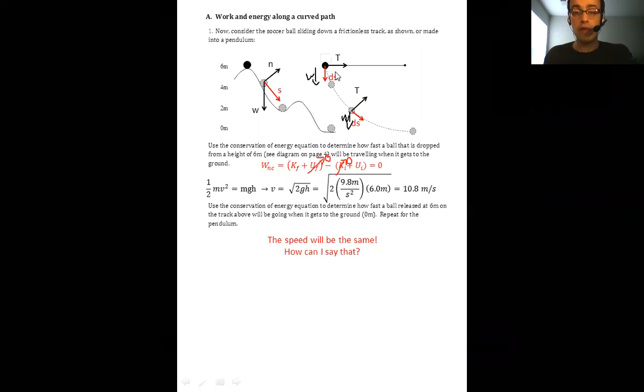That has to do with the fact that the tension vector is perpendicular to the very, very small displacement vector, the ds vector, at each individual point. So that's fairly obvious here. You have ds perpendicular to T. But ds is also perpendicular to T at this point in the swing and at every single point in between. So tension is not actually going to be doing any work on this particular pendulum.